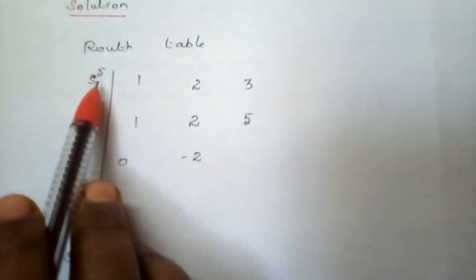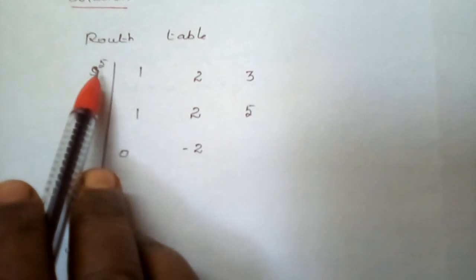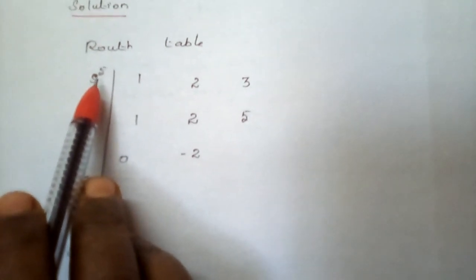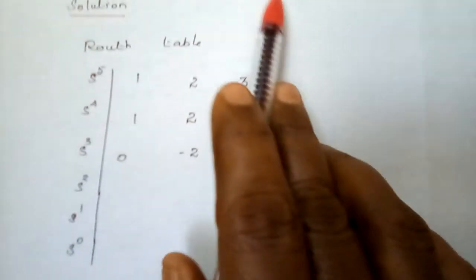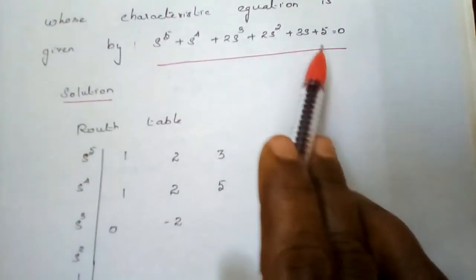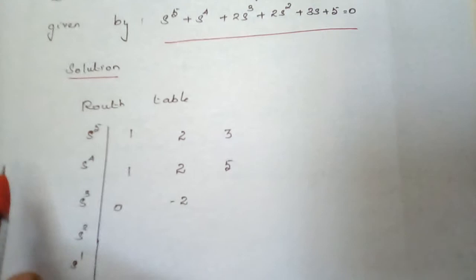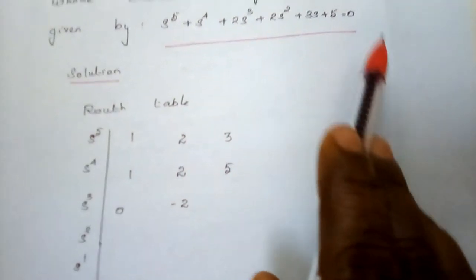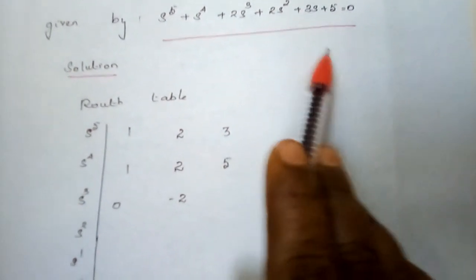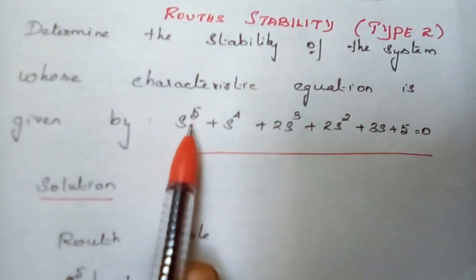Here the order is s power 5. In the provided characteristic equation, the highest degree of the polynomial is said to be the order of the characteristic equation. Here, the highest polynomial order is nothing but s power 5.